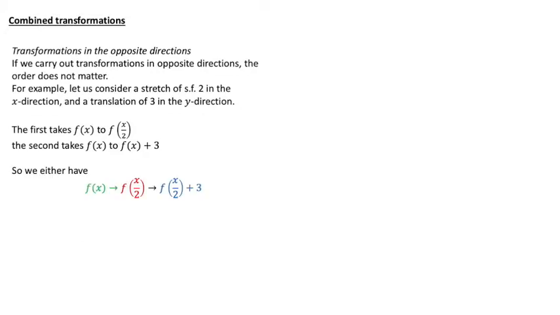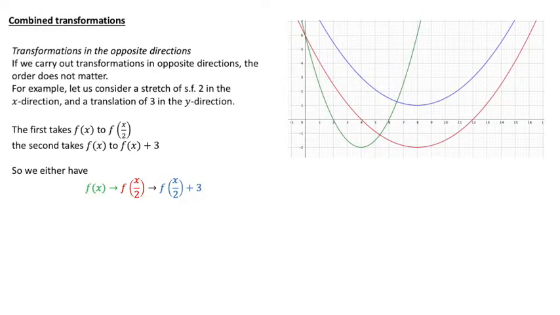So that means if we do it in that order, then we have f of x going to f of x over 2, and that then goes to f of x over 2 plus 3. And that looks like that. The green one is where we started. We then stretch it away from the x equals 0 line, and then we translate it up by 3.